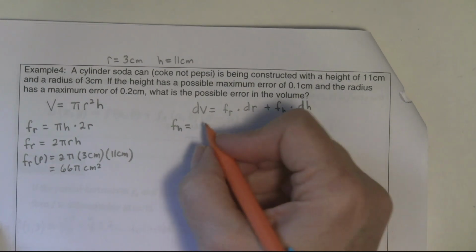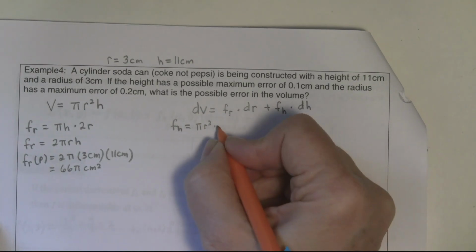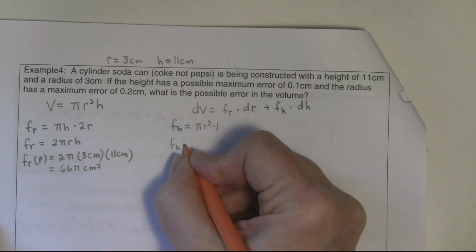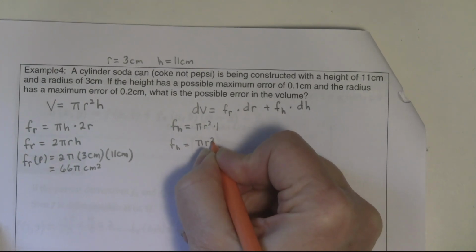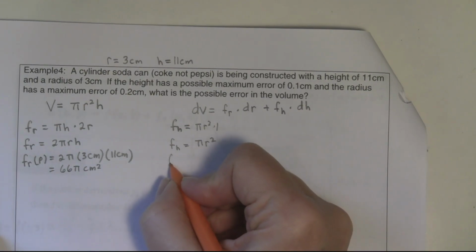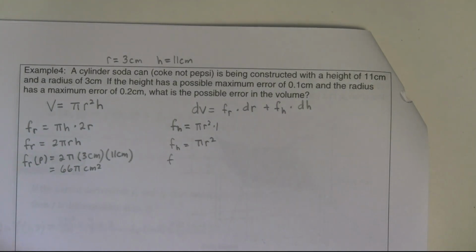So h is now a constant, so the other part holds still, pi r squared, times the derivative of h, which is 1. So this is what the partial with respect to h is equal to. And I'm going to plug in my point because I want to find it at the point. I probably should have said this is at the point, right? We knew that, but I didn't.